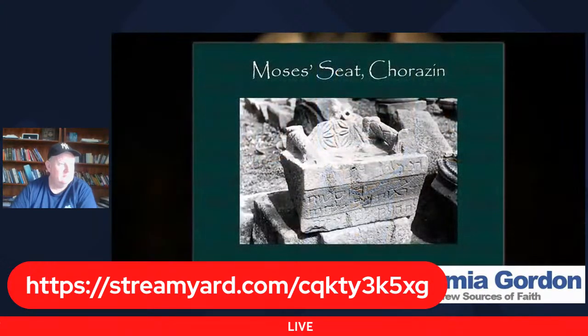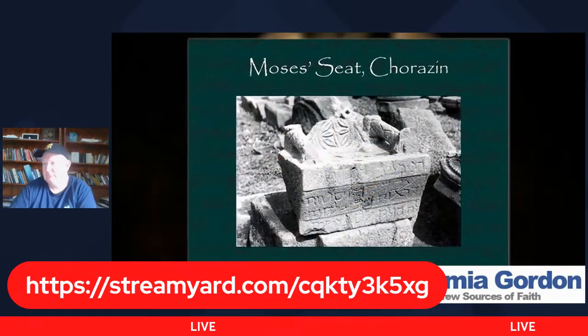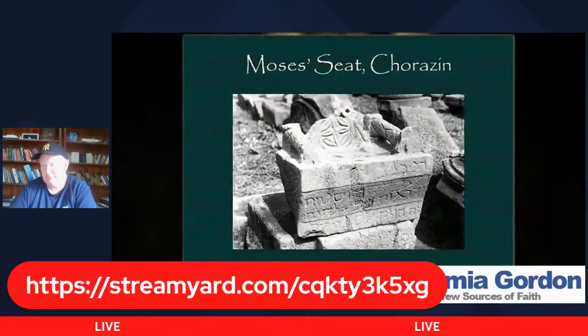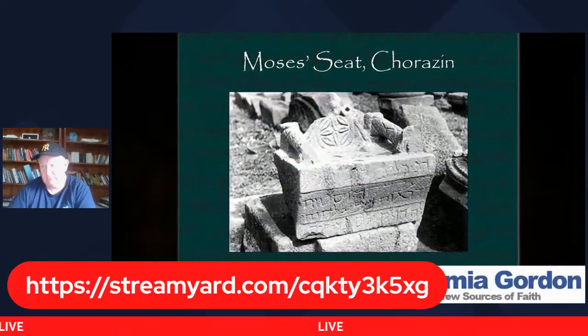So I had a background in archaeology. My bachelor's degree was in archaeology. And people can see here, this is a Moses' seat at Chorazin in Israel. That's right. It was actually discovered in excavations. So they did have it 2,000 years ago. And you can read about it in some of the rabbinical literature. They make references to it.